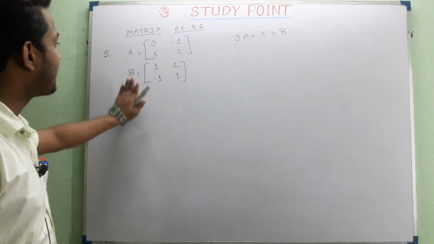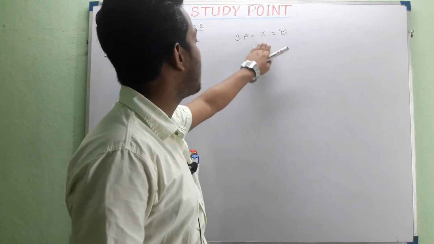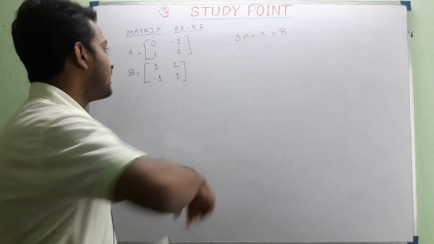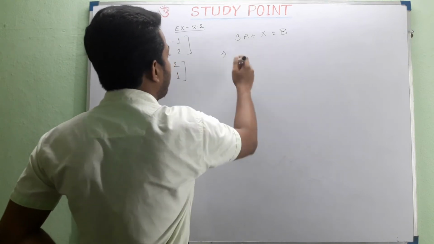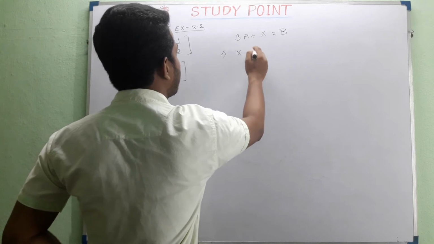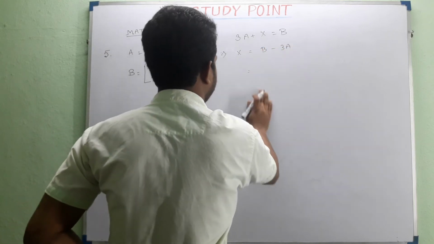Here the value of A matrix and B matrix are given, and this equation is also given. From this relation we have to find the value of X matrix. Now see how to solve this one. As we have to find the value of X matrix, it's better to keep it on one side and the remaining terms on another side.